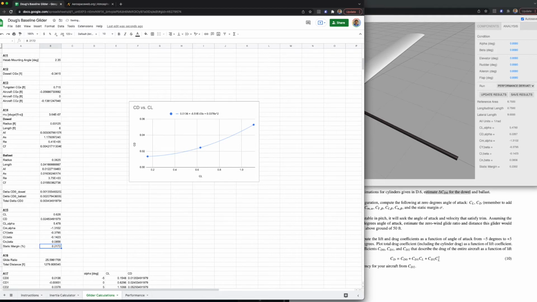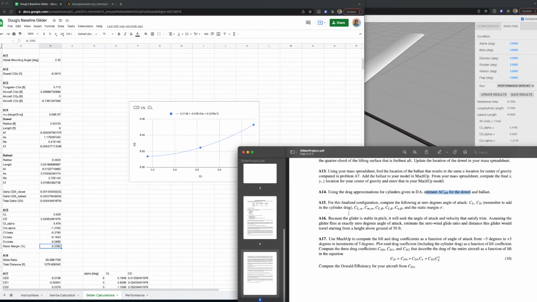Okay, and then it says my static margin is 0.2392, and I'm just going to check that. That should be equal to the negative of CM alpha divided by CL alpha. Okay, so yeah, 0.2392. Yep. Okay, so this is just the basic properties of this aircraft at 0 degrees angle of attack. All right. Okay, so that was A15.